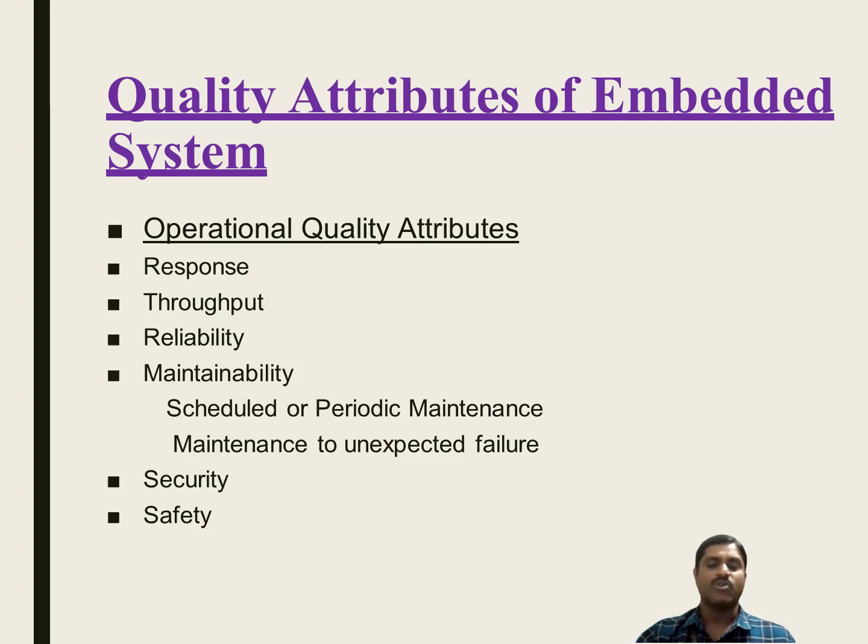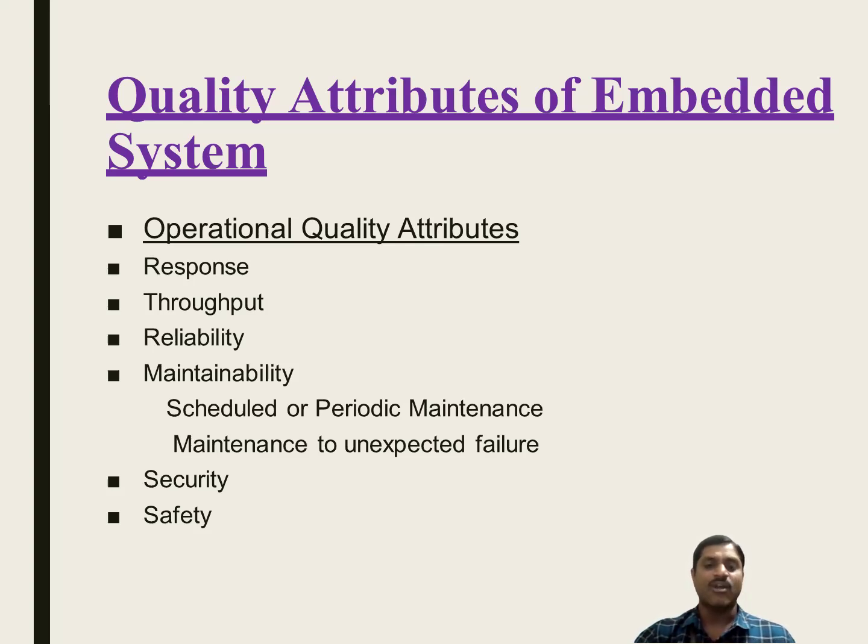The first operational quality attribute is response. It is the measure of quickness of the system. It tells how fast the system is tracking the changes in input variables, and most embedded systems demand fast response, which should be almost real time. What is an example here? The response example is flight control applications.